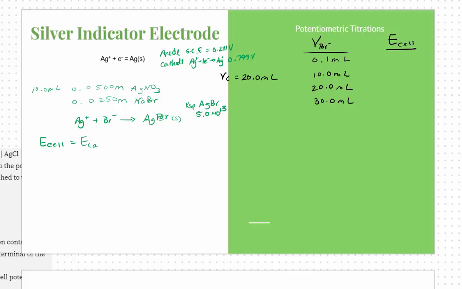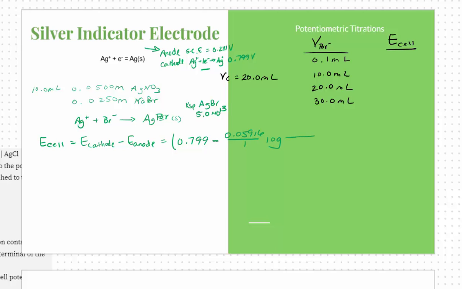E of the cell is going to be equal to the E of the cathode minus the E of the anode. But the E of the anode is static, and we know that, and that's cool. That's just the saturated calomel electrode, no problem. The E of the cathode is the tricky one. So that's going to be your standard reduction potential minus our constant divided by n, in this case n is 1, times the log of the Q value of this reduction.